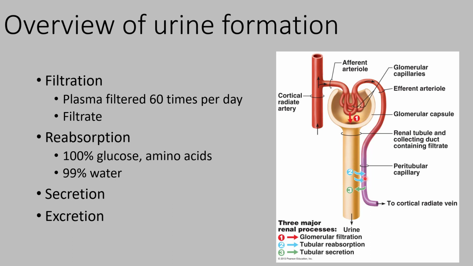We need those. We need that glucose. We need those amino acids. We need those vitamins. So we don't want them to leave the body as urine. We want to hold on to them. So they're filtered. We can't help that. But our body reclaims them through reabsorption, moving them from the filtrate inside the tubule back into the blood.